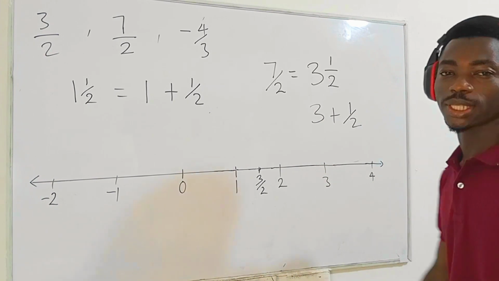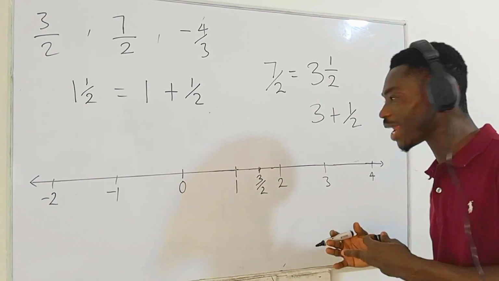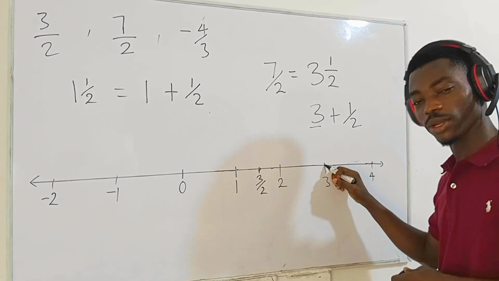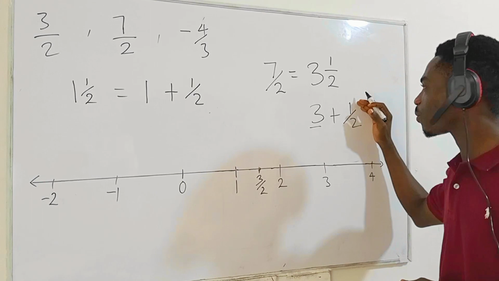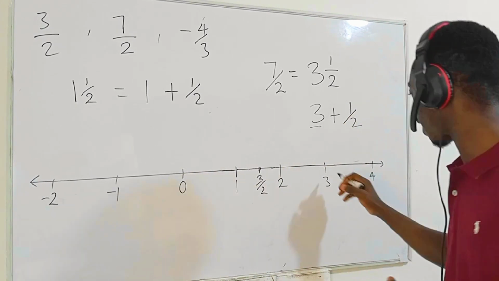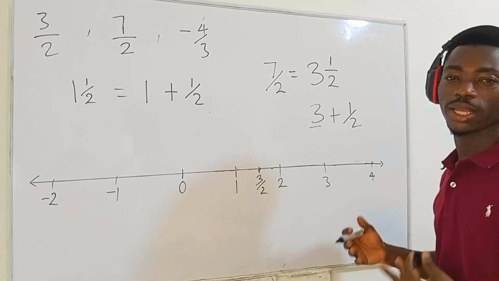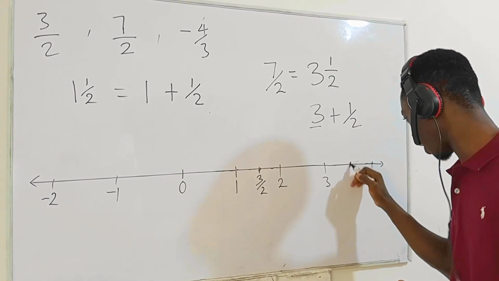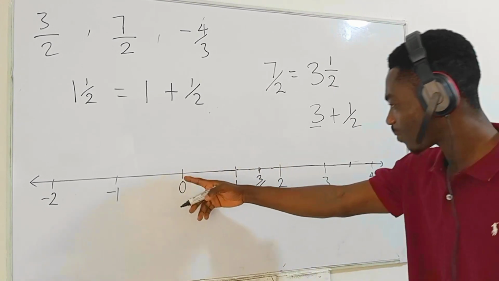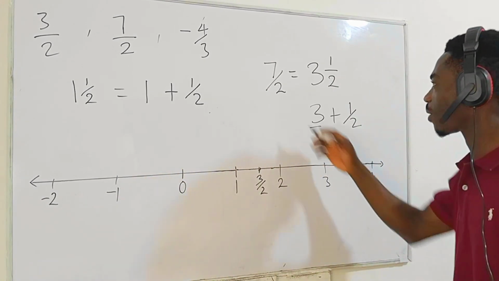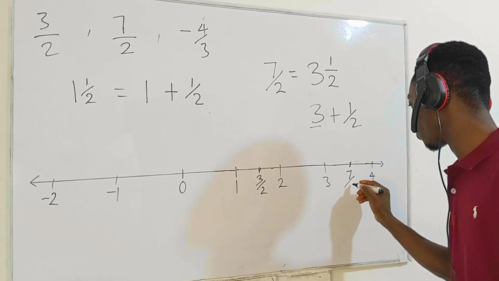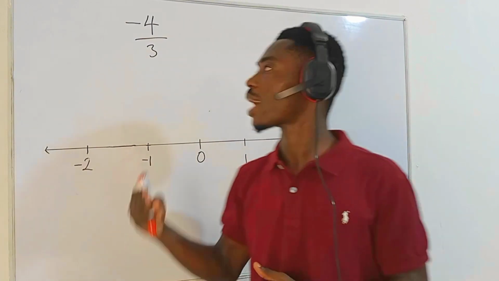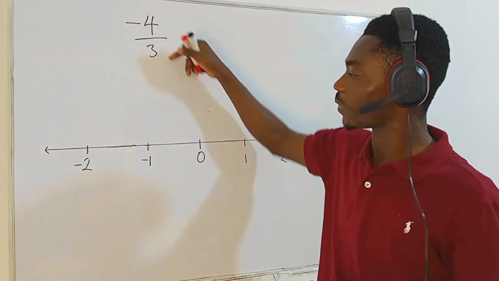So what we will do is that we will first locate the whole number on the number line, which in this case is the 3 right here. So 3 is this point right here. Then plus 1 half, which basically means that we have to divide this interval into two equal parts, which is also going to be the middle right here. So from 0 to this point right here is now going to be 7 over 2. As simple as that.